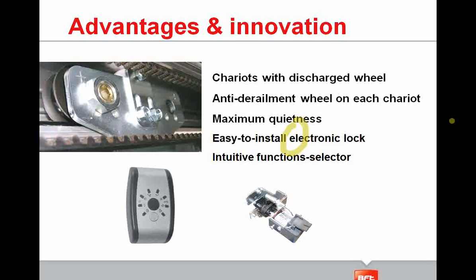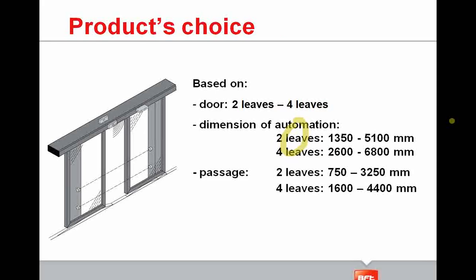Some advantages of this automation, like also the Vista SL and Vista SLC: it has free wheels, and the chariot has 2 wheels to move the door, and 1 is the anti-derailment wheel. It is also quiet, and if you want to install an electronic lock, it is very simple. Also you can use the same selector as Vista SL and Vista SLC, so the configuration of this door is the same as the other one.